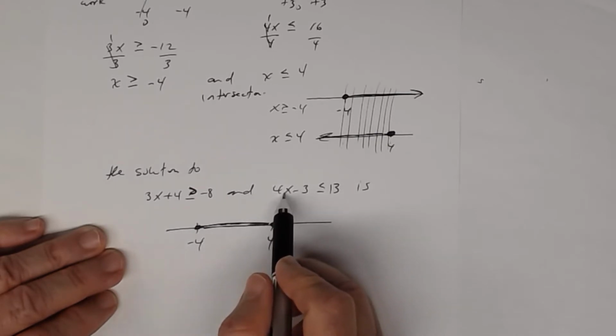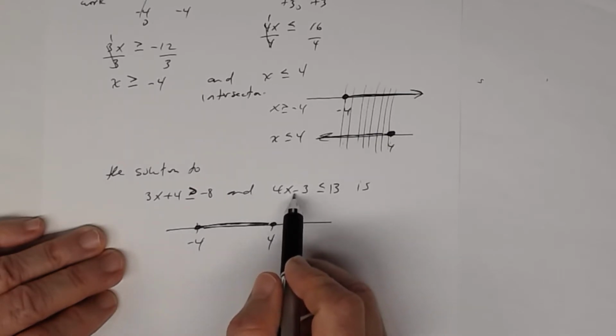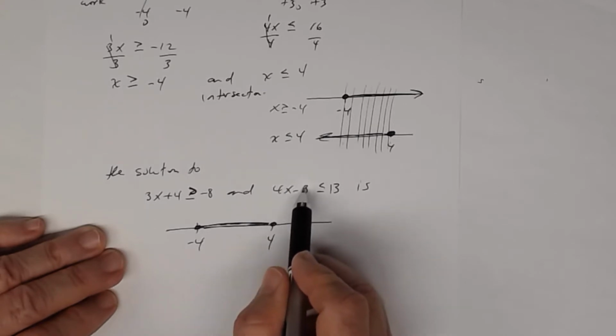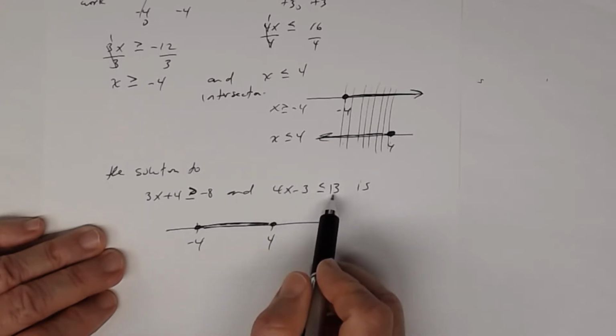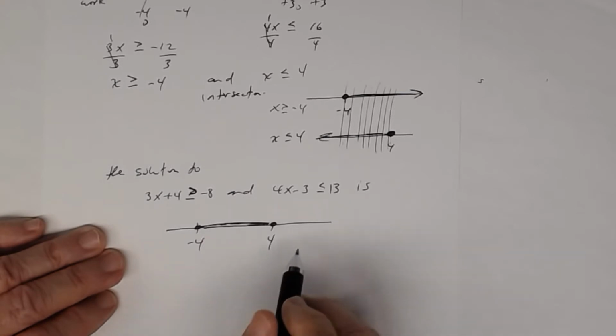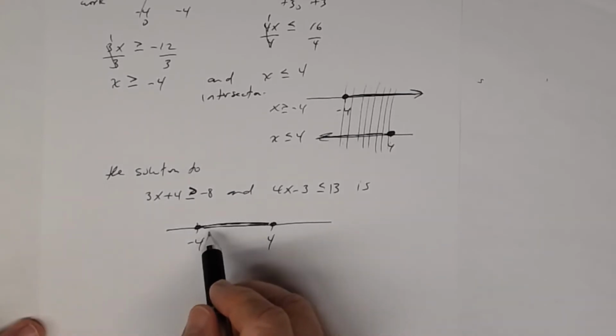4 times 5 is 20. 20 minus 3 is 17. Is 17 less than or equal to 13? The answer is no. All right? So that's why 5 is not a solution. But any number in here is.